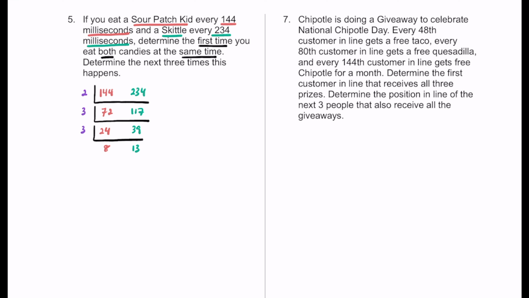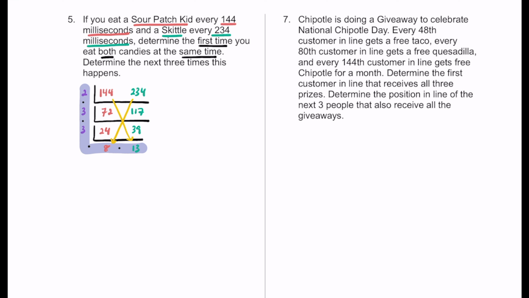Now, 8 and 13 are now relatively prime. So if we want to multiply all these along the outside, this should get us our least common multiple, or our LCM. Or if you just feel like doing 234 times 8 or 144 times 13, that works as well.